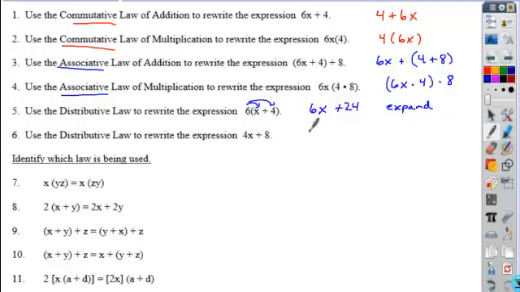Okay, so 4 times the quantity x plus 2. We're taking out that common factor of 4. We're left with an x in the first term, a 2 in the second. So again, you can see that distributing can be used for expanding or for factoring.